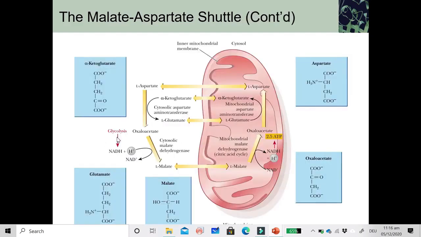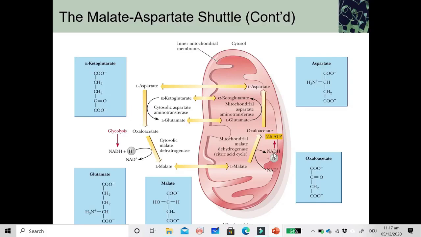How? Okay, so this is what happens. Call it malate aspartate. Here is the NADH that comes from glycolysis, which is oxidized by the cytosolic malate dehydrogenase, in the process reducing oxaloacetate to L-malate. Malate can cross the inner mitochondrial membrane, so it crosses that. The malate then is oxidized by mitochondrial malate dehydrogenase of the citric acid cycle, producing NADH. Remember, malate dehydrogenase is one of the enzymes of the citric acid cycle, right?